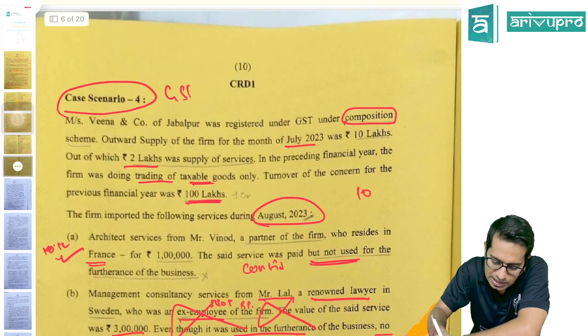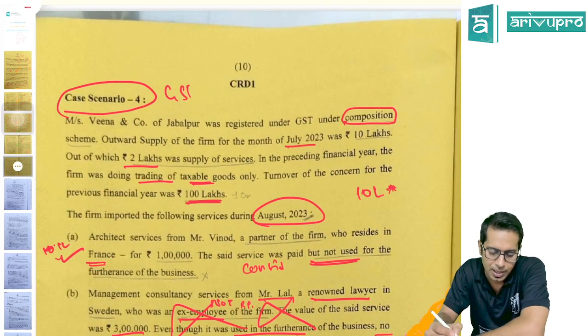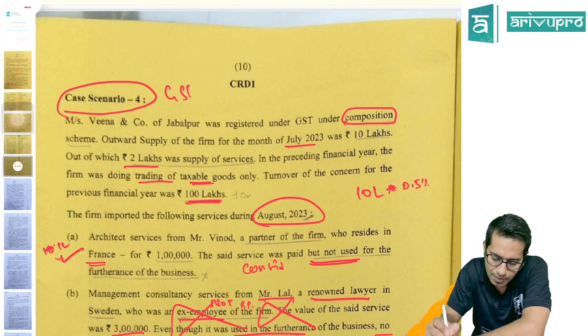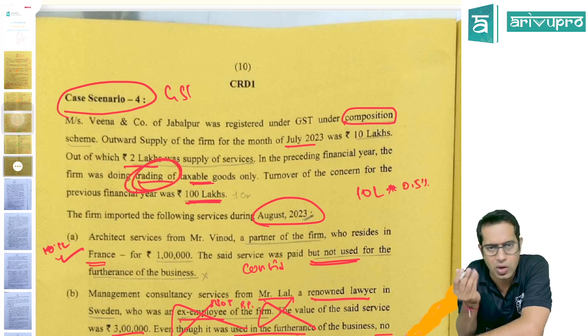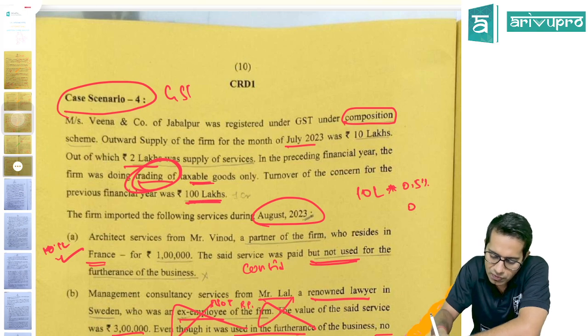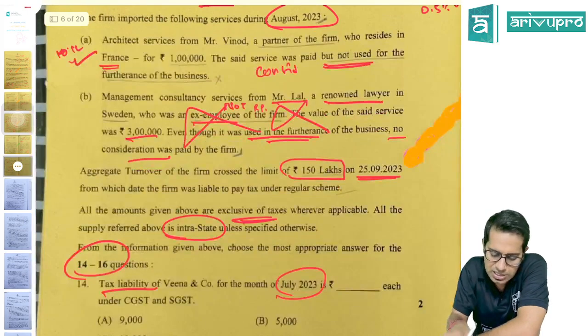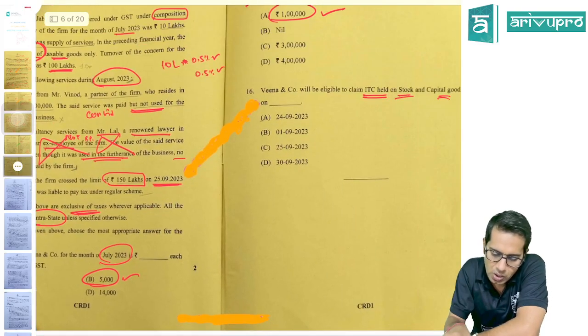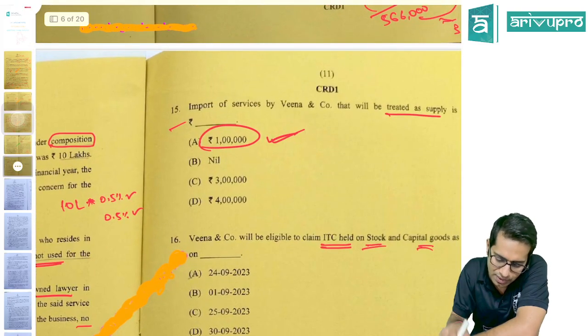Sale for July month is 10 lakh rupees. If you are a composition dealer, then for you the tax rate will be 0.5%, since you are a trader. They have told that you are a trader, so it is 0.5% of turnover in the state. So 0.5% of 10 lakh is how much, sir? 5,000 rupees CGST and 5,000 rupees SGST. Answer 2 is right.